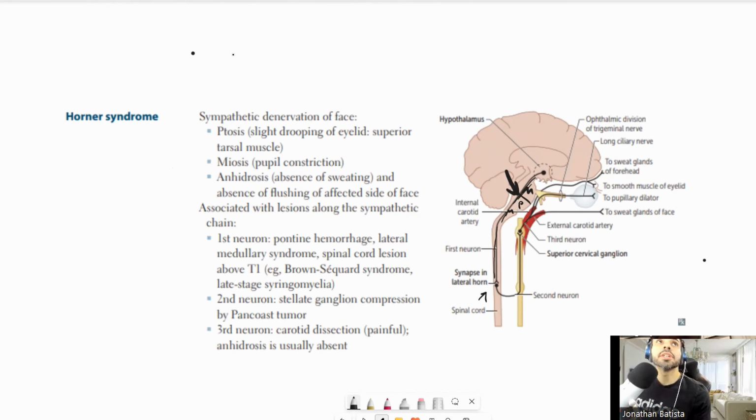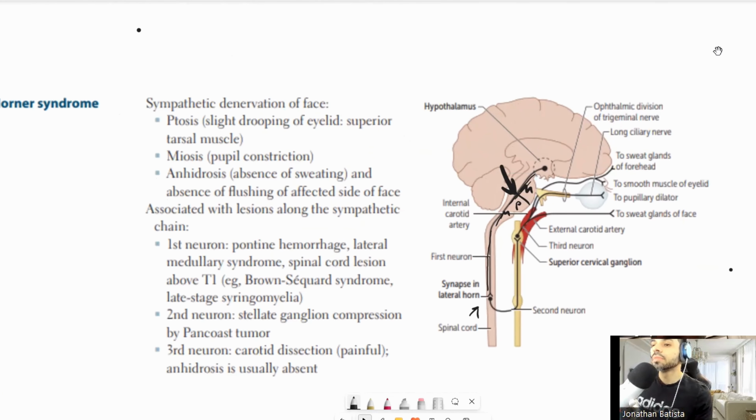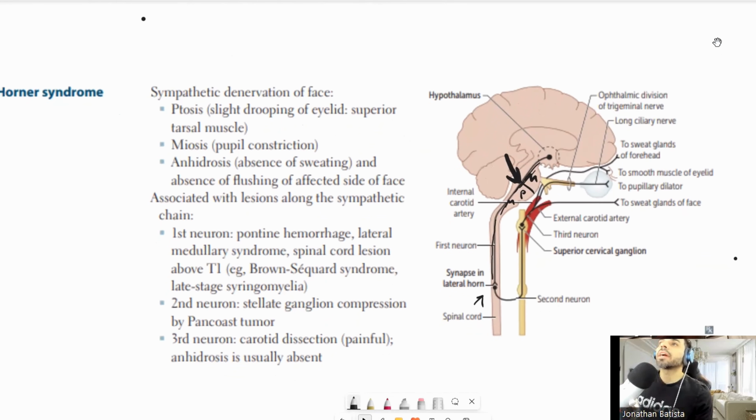This here, if you damage this, you can get Horner's syndrome. So this is when the patient has a Pancoast tumor in the lungs. It's going to push this area, and this is going to cause Horner's. So it should not be a surprise to you if we damage the lateral side of the brainstem, the patient can have Horner's. Okay, because this is a system that relays.